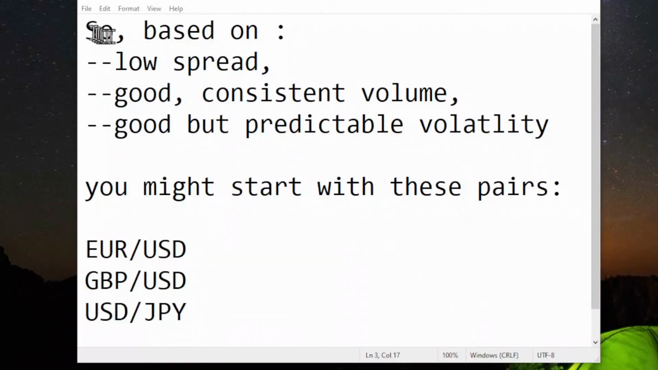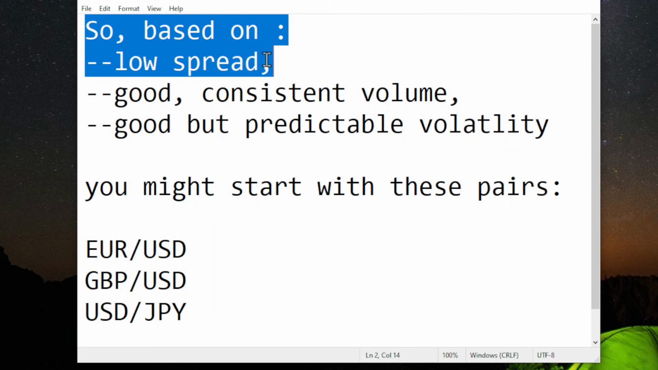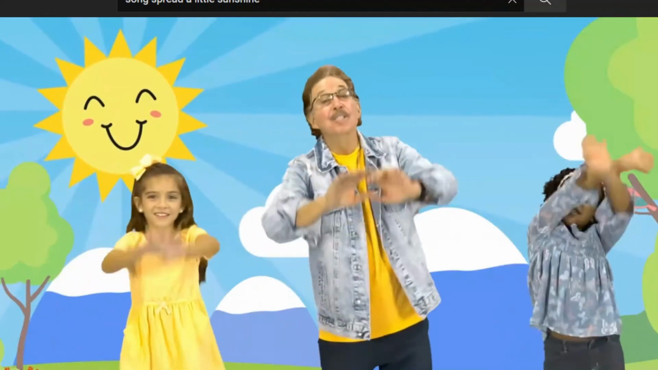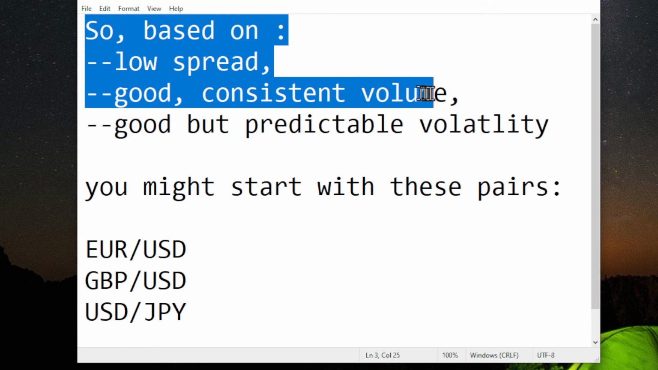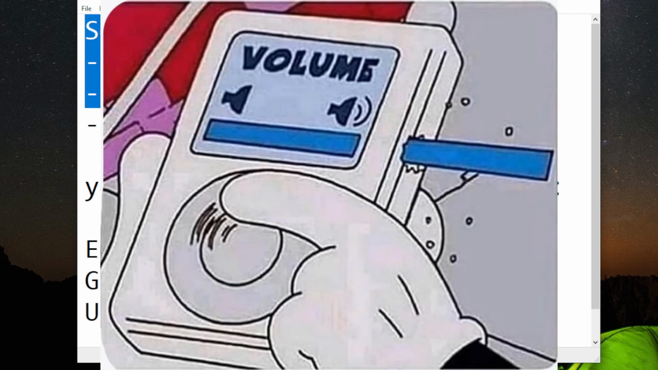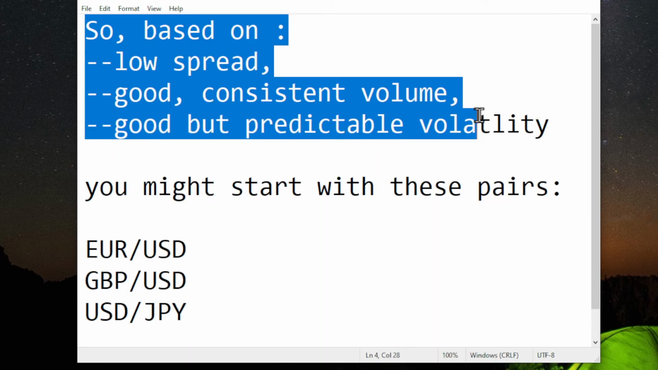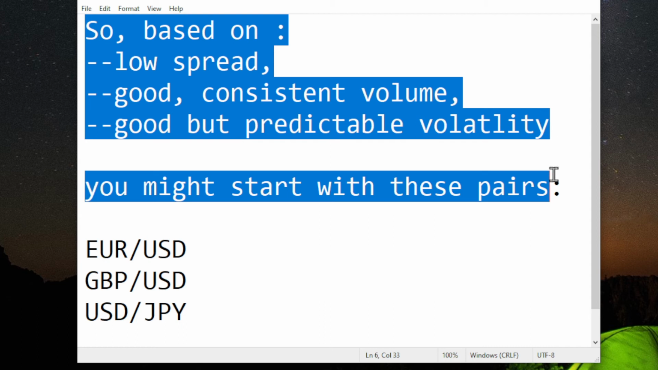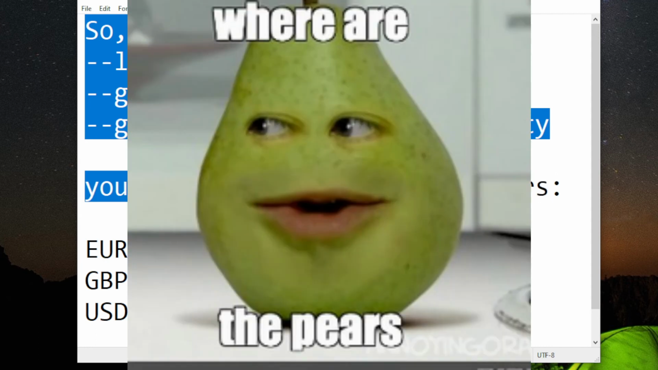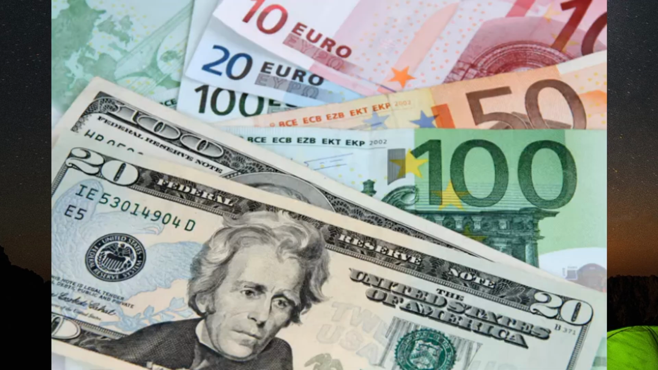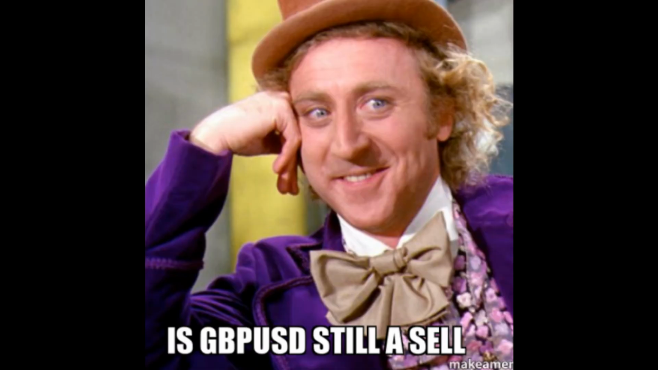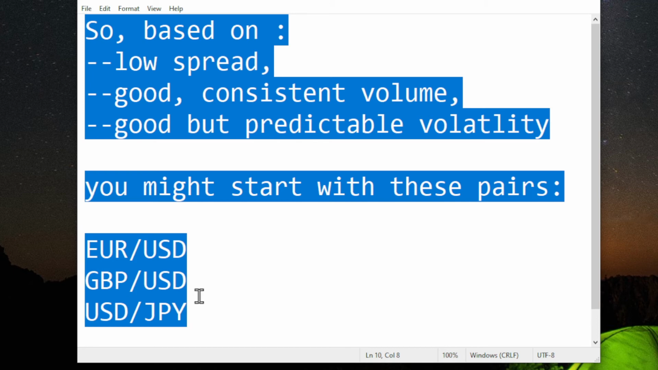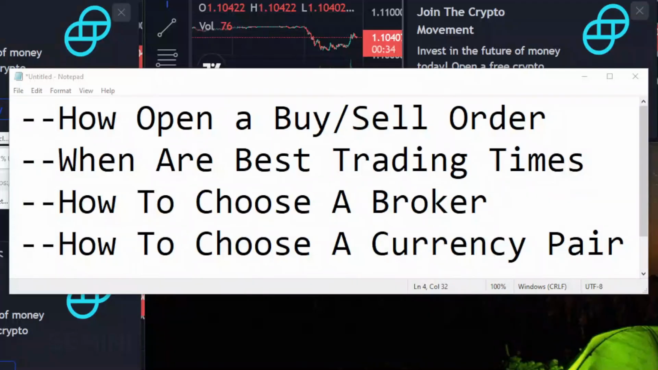So based on what we just discussed, with a pair having low spread, and we talked about before having good consistent volume, and also good predictable volatility, you might start out paper trading with one or more of these pairs: the Euro USD, the GBP USD, or the USD JPY.